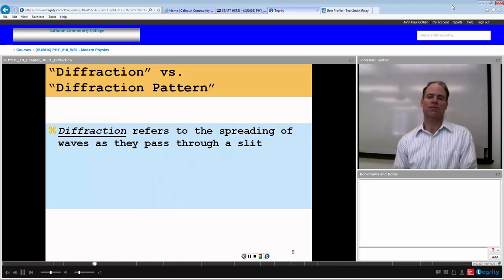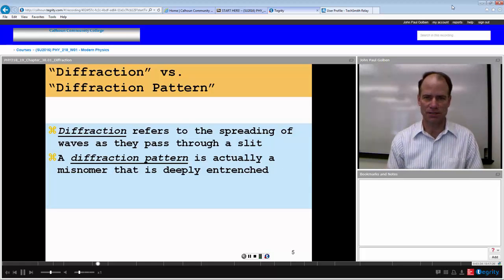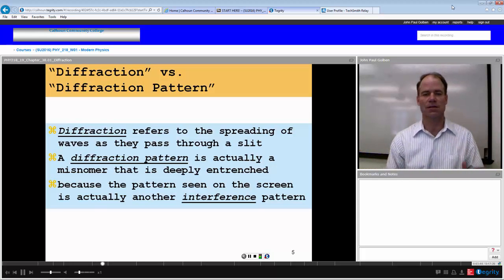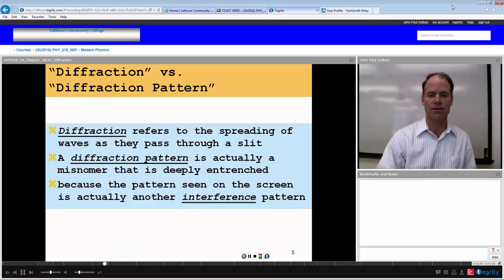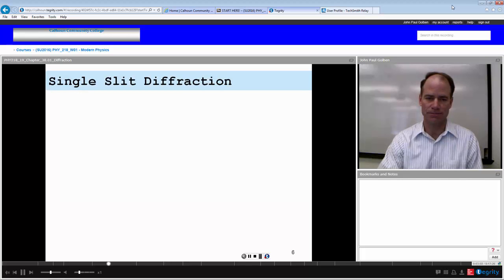So diffraction refers to the spreading of waves as they pass through a slit. A diffraction pattern is actually a misnomer that is deeply entrenched, because the pattern that we see is an interference pattern. It's the interference of one part of the light with another part of the light. And so just like we had interference in the last chapter, this is interference as well. And the pattern we see is interference. But when we deal with just one slit, we call it a diffraction pattern.